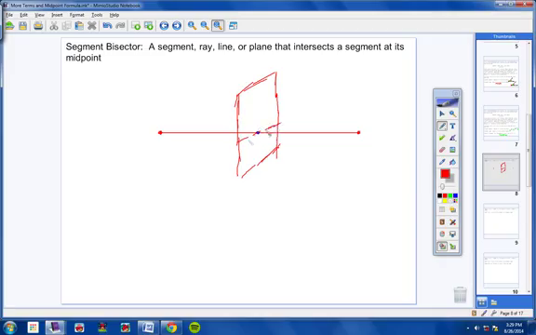This plane is, picture it's a sheet of paper sideways, and then you have a pencil going right through it. If the plane is passing through this point right here, which we already said was the midpoint, then this plane is a segment bisector. It's cutting the segment in half. Okay? I hope all of that made sense. Let's continue on.